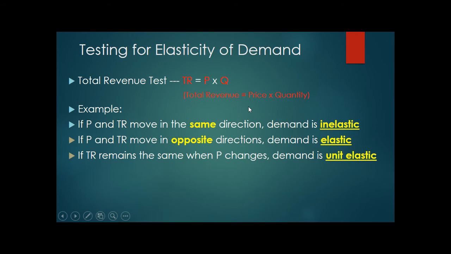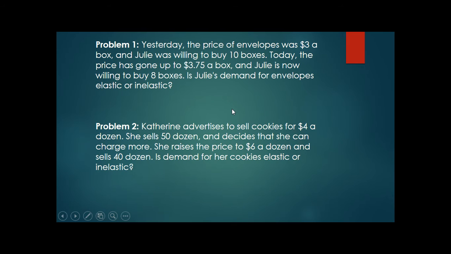I'm going to give you a couple examples. I want you to pause the video so that you can answer these on your own. All right, yesterday the price of envelopes was $3 a box, and Julie was willing to buy 10 boxes. Today the price has gone up to $3.75 a box, and Julie is now willing to buy 8 boxes. Is Julie's demand for envelopes elastic or inelastic?